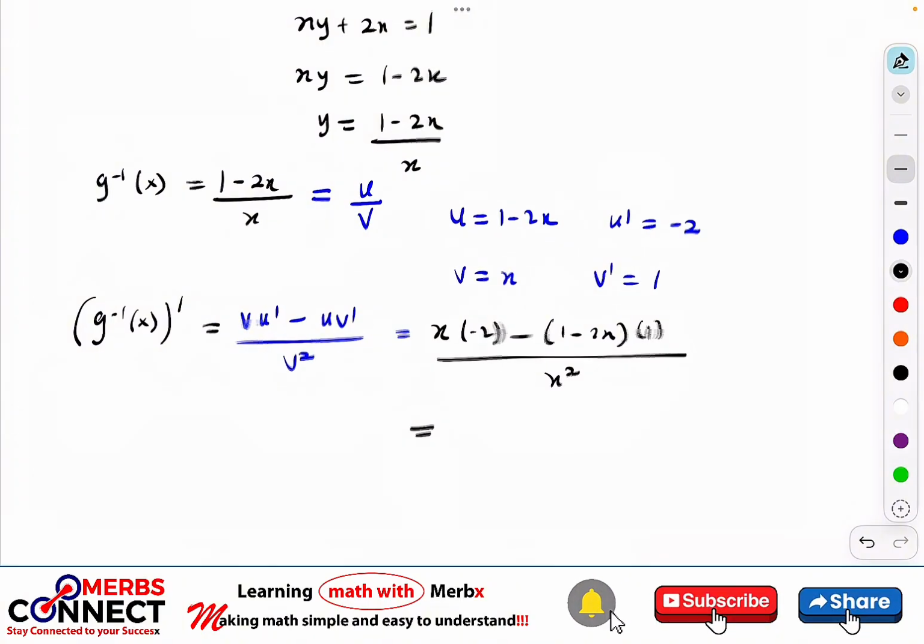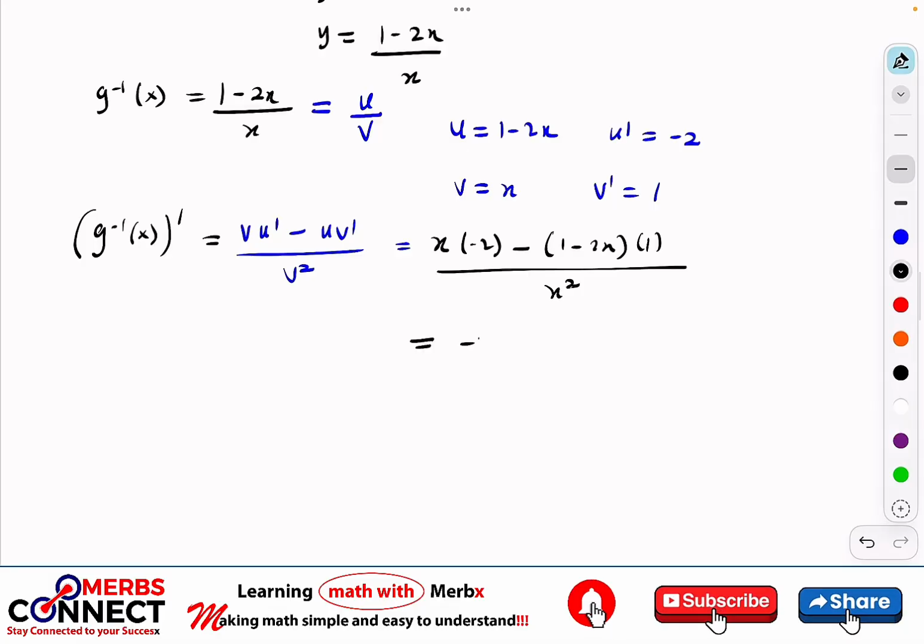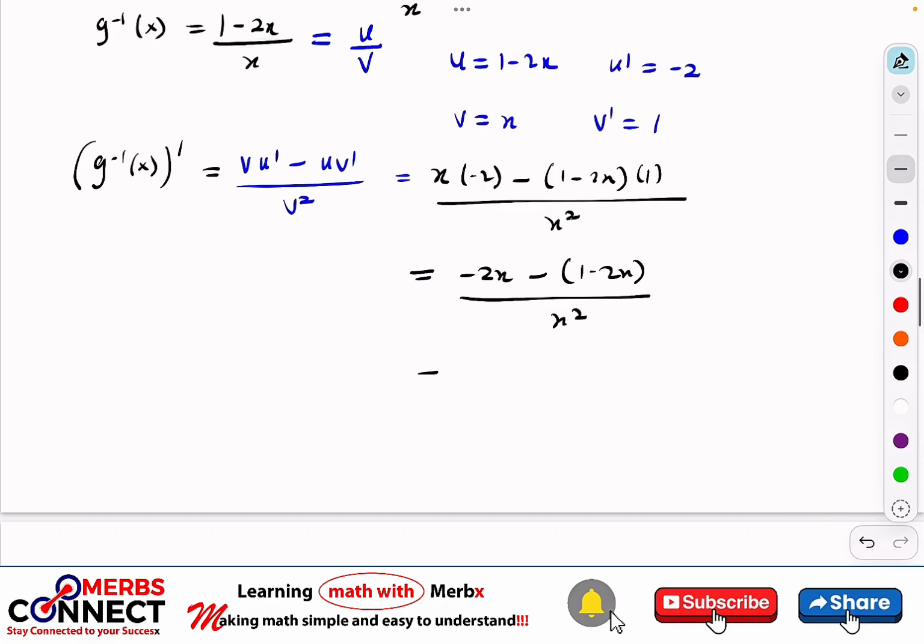Let's simplify that. We are going to have minus 2x minus, so the top, when I multiply 2 by 1, I have (1 minus 2x) divided by x squared. Simplify again, and we are going to have (minus 2x minus 1 plus 2x) divided by x squared, and this is going to be minus 1 divided by x squared.